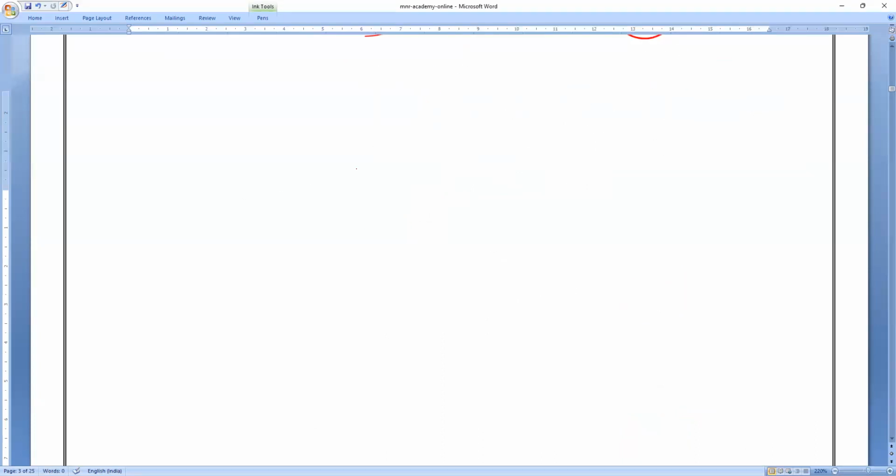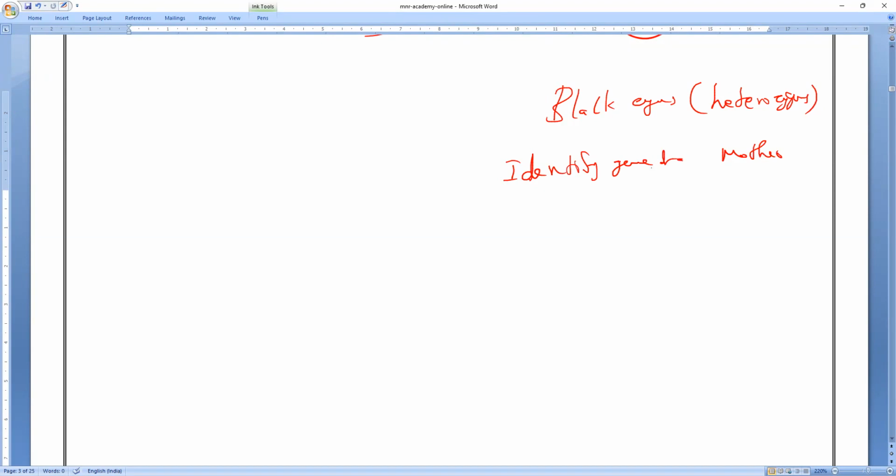If, for example, I had not mentioned it, a baby got black eyes, but it is a heterozygous. So now identify the gene of the mother. What is the genotype? Mother now has 2 possibilities. What are the 2 possibilities? Maybe either capital H, capital H, or the other one is capital H, small h. Understand, everybody?